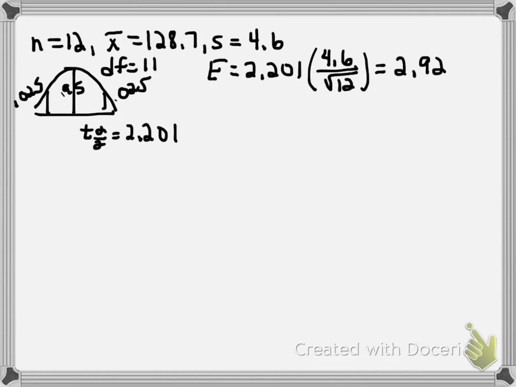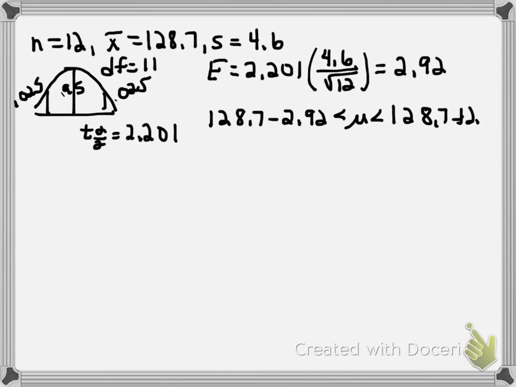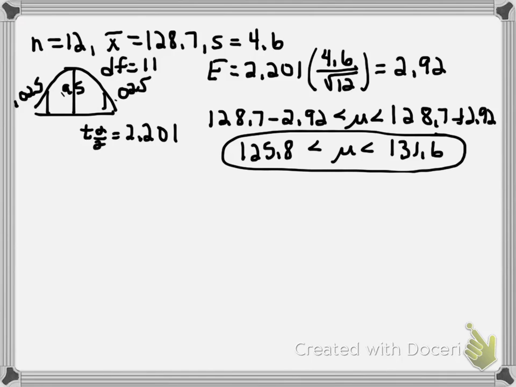And now we can find the confidence interval. The mean is 128.7. Subtract the error, which is 2.92, is less than the population mean, is less than 128.7 plus 2.92. So the left side we should end up with 125.8, and on the right side we should end up with 131.6. So here's the confidence interval for the information that we had for 4000 BC.